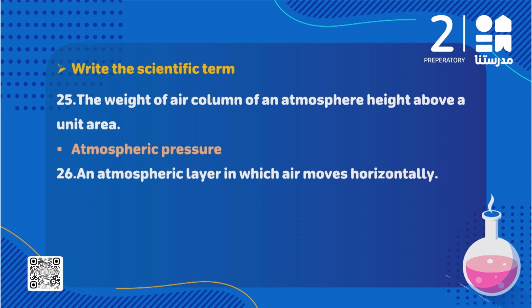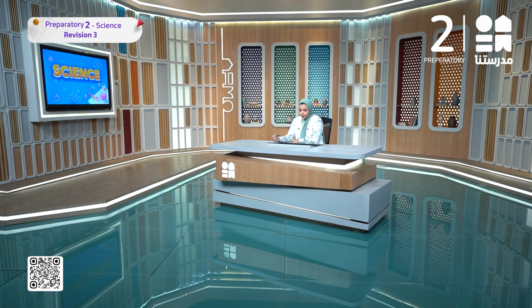Next, an atmospheric layer in which air moves horizontally. The air moves horizontally in which layer? In the stratosphere layer. And we said as the air in this layer moves horizontally, it's suitable for aeroplanes to fly in the lower part of the stratosphere, because the air moves horizontally and there are no clouds in this layer.